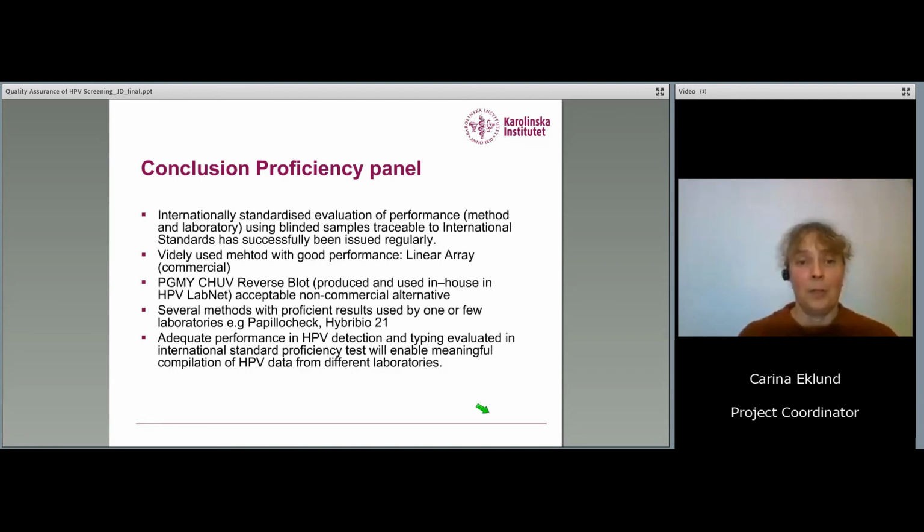There are several methods with proficient results that are used by one or a few laboratories, which makes it difficult to make a conclusion on the performance of the test. Adequate performance in HPV detection and typing evaluated in international standard proficiency testing will enable meaningful compilation of HPV data from different laboratories. Thank you for your attention.